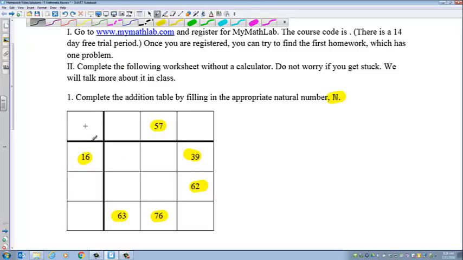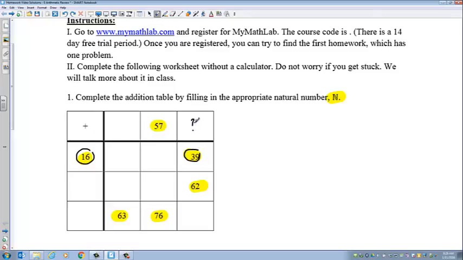So the idea is maybe I'll look at 16 first, and over here there's 39, and I know there's some number that goes here, such that when I take question mark and I add to 16, I get 39. So the idea is to take 39 and take away 16. And remember, we're not supposed to use our calculator, so what we're supposed to do is do the subtraction by using this idea of grouping, really.